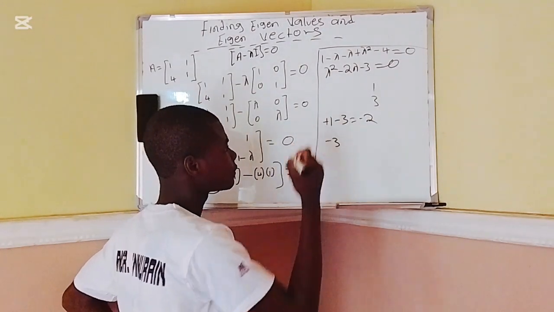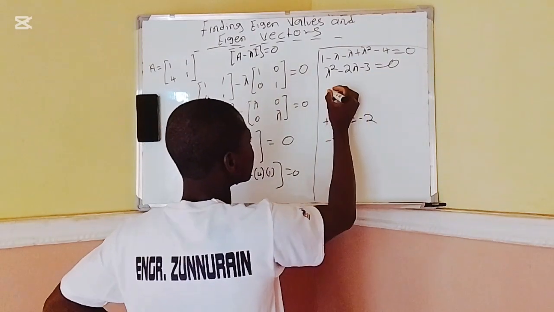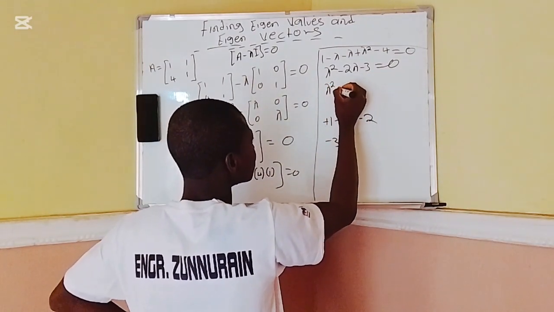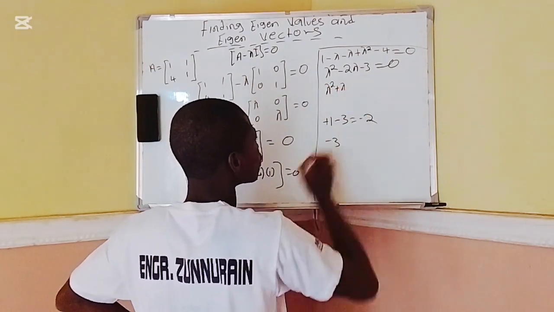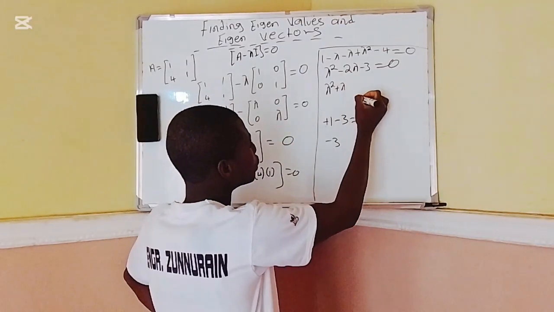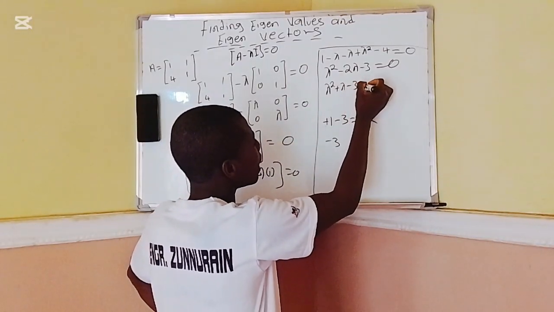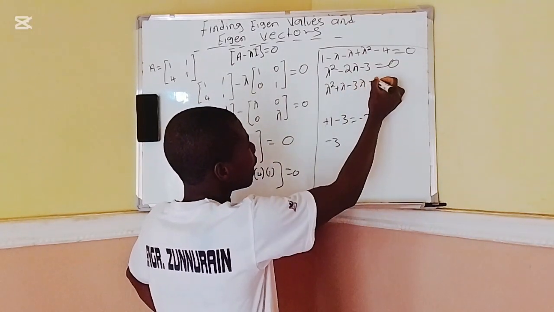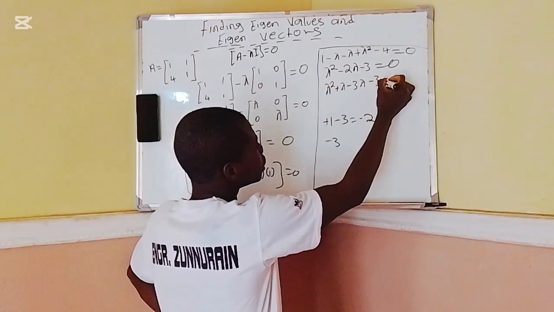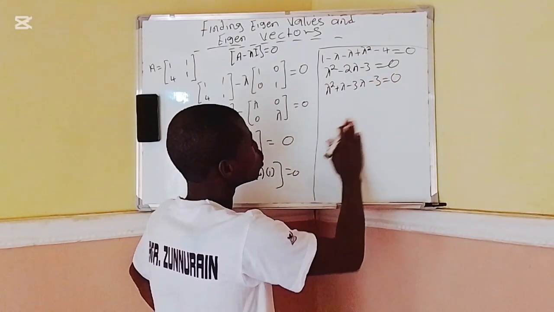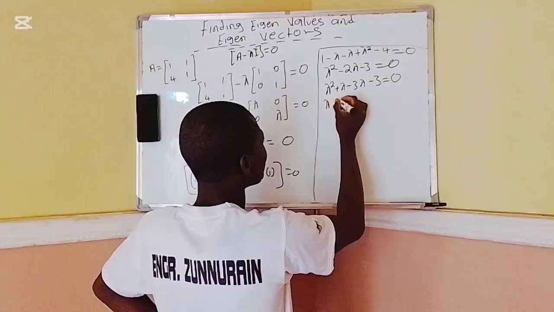So therefore, lambda squared plus lambda, which is 1, minus 3 lambda minus 3, equals 0. So therefore, lambda into what?